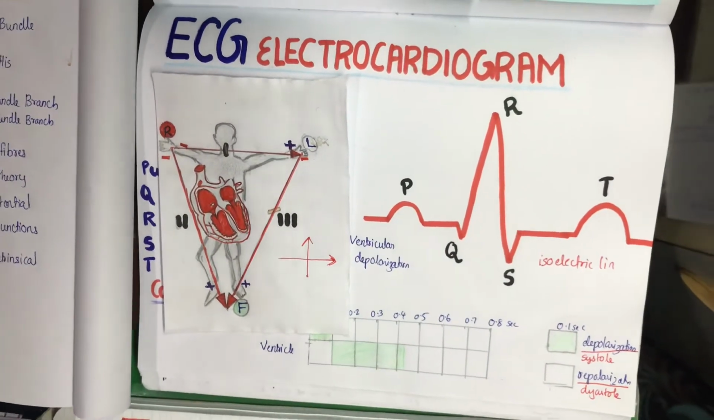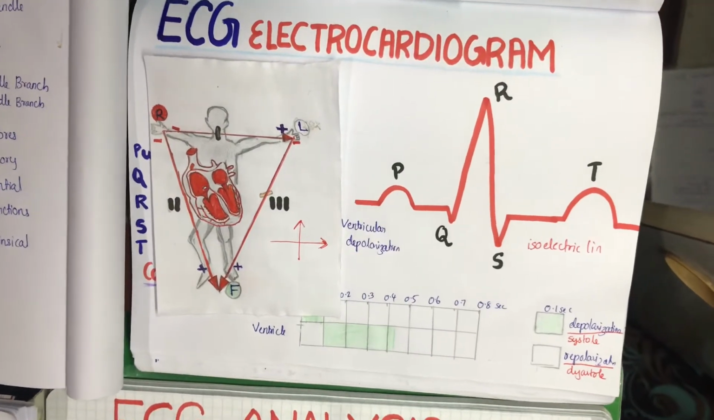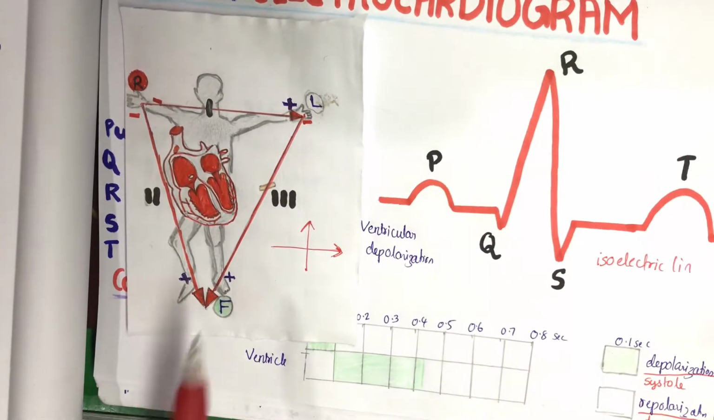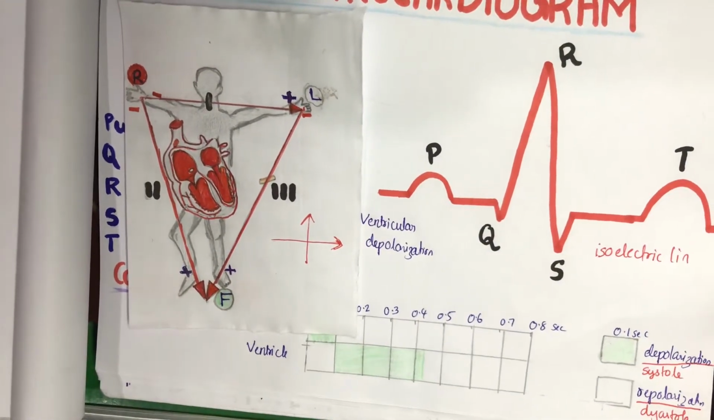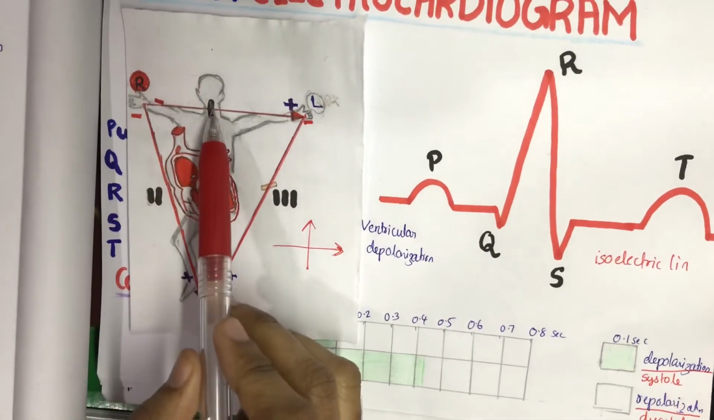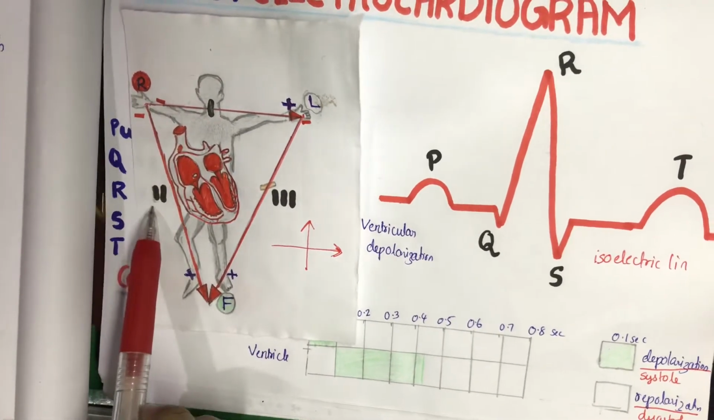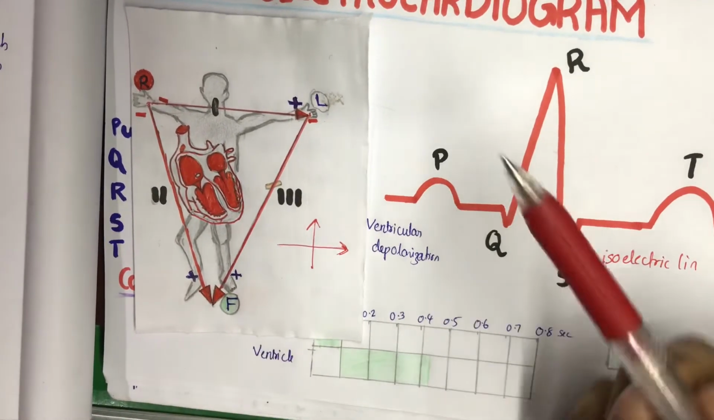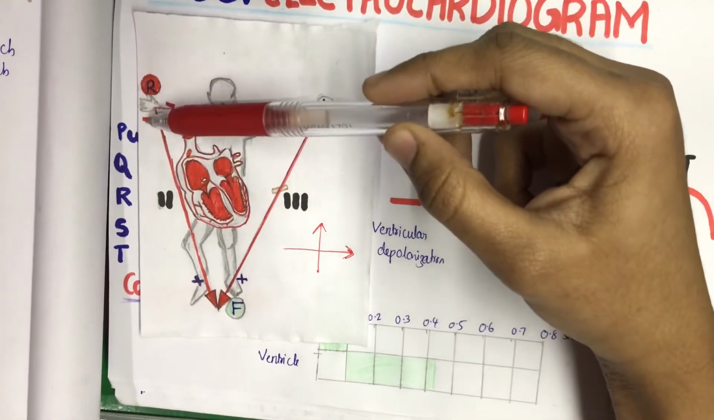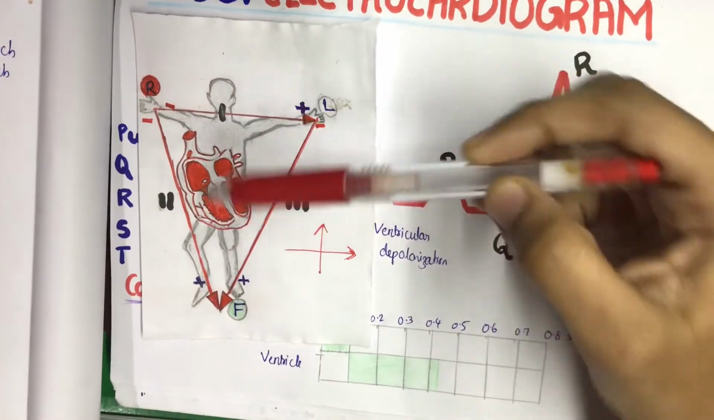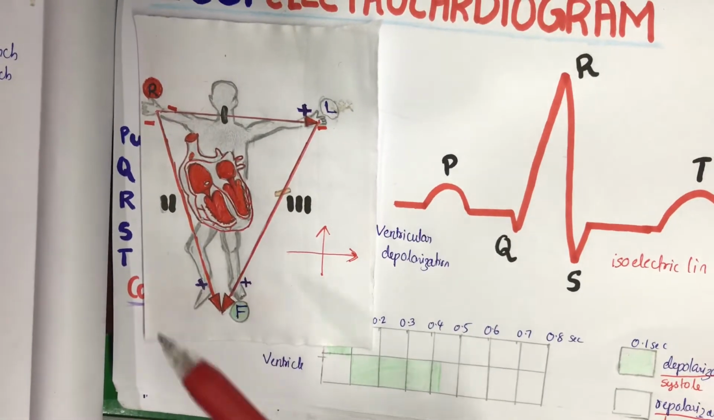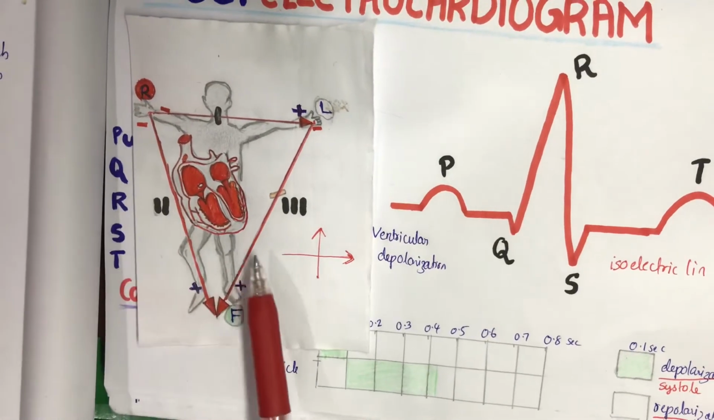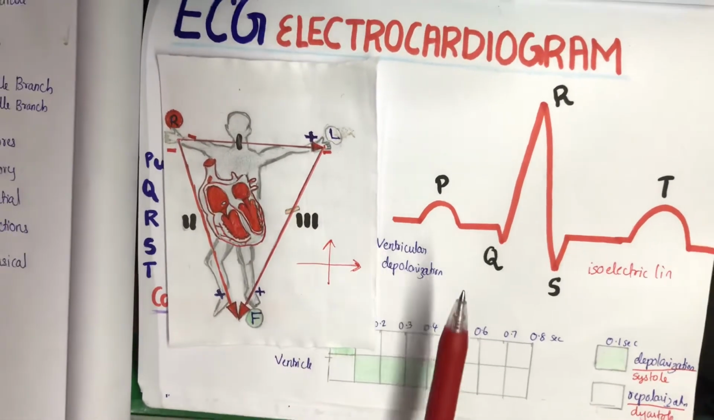And the electrodes have particular colors. On the right arm, the electrode is red in color, on the left it is yellow, and on the left foot it is green. This lead is called the first lead, this lead is called the second lead, and at the same time this last one is known as the third lead. We can see that this second lead is much nearer to the heart, which implies that this lead is more accurate. So the second lead is known as the main lead, and we use this second lead for studying and also for diagnosis purposes.